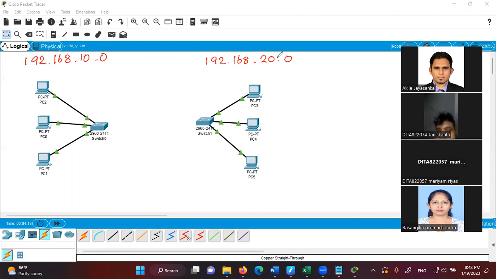So children, these are two separate networks because this is the network IP. So the network segment, right? This is the network part of this IP, and this is the network part of this one. That means here this is 20 and this is 10. That means these are two separate networks.